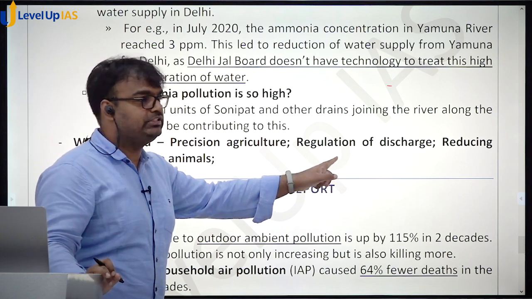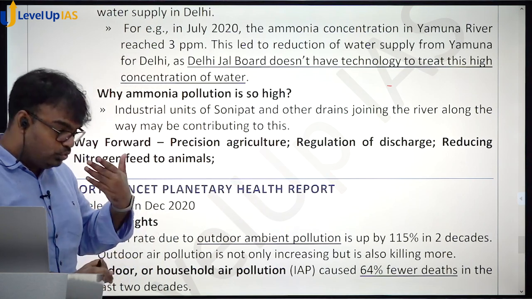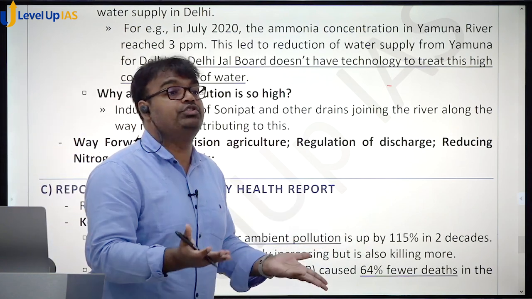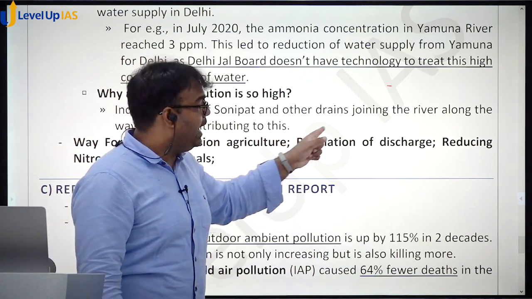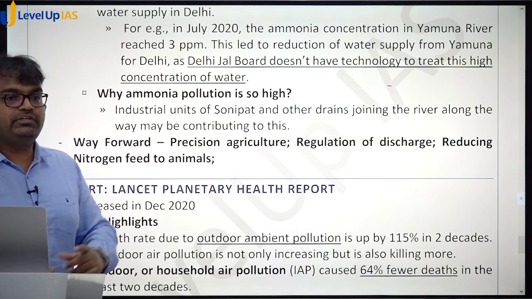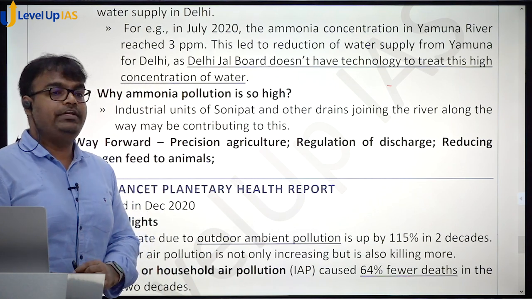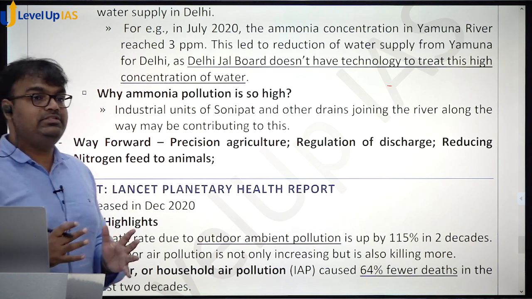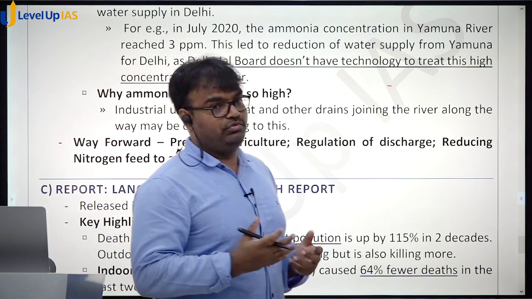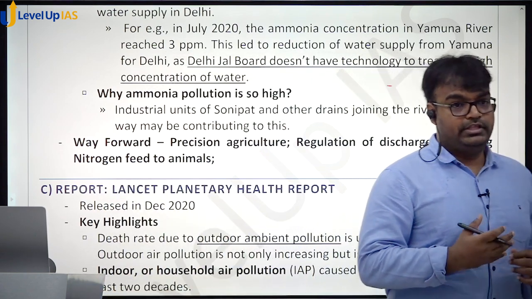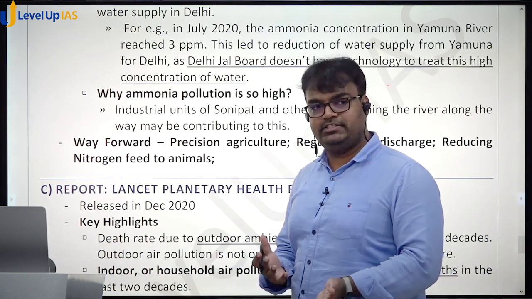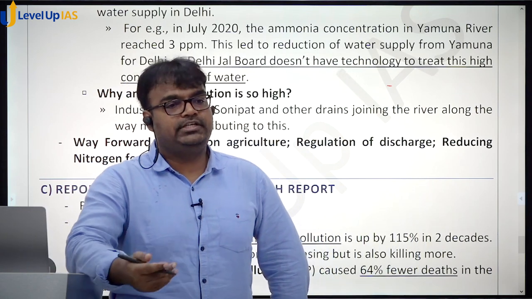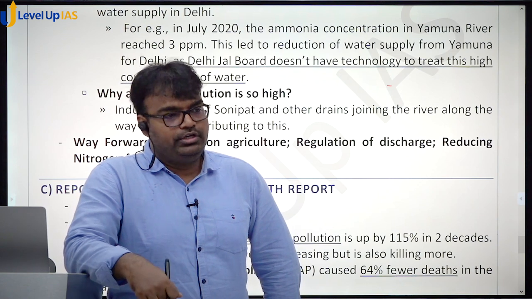Then regulation of discharge. These industrial units are able to discharge their waste into the Yamuna River, which is causing a problem. So handling industrial discharge effectively can also play a role in fighting ammonia pollution. Then reducing nitrogen feed to animals. Animals are a big source of ammonia pollution. The animal waste, human waste, is a big source of ammonia pollution. The human excreta can add to ammonia pollution.